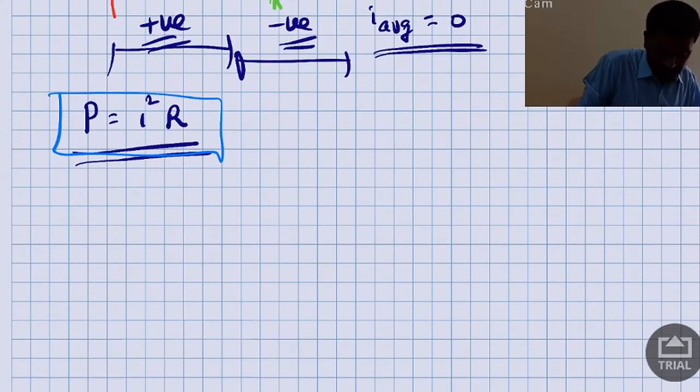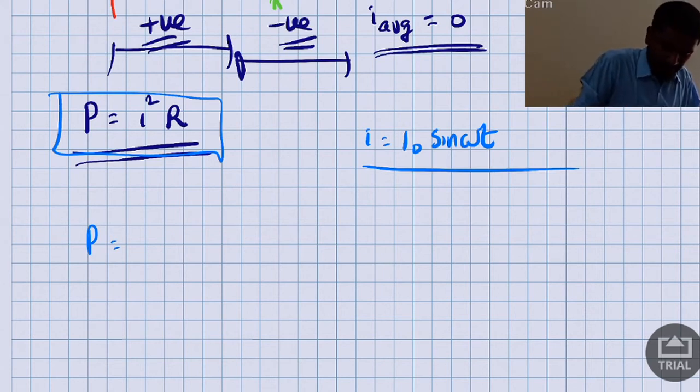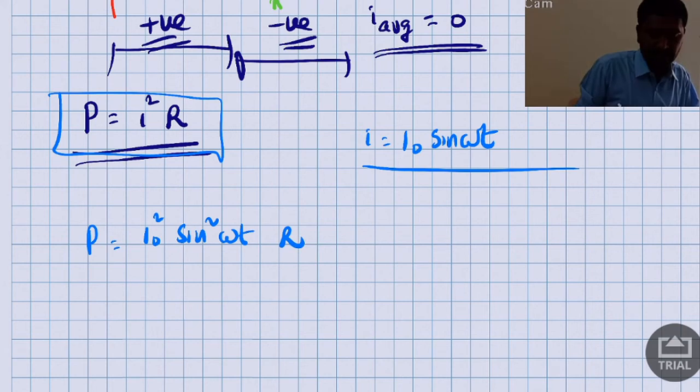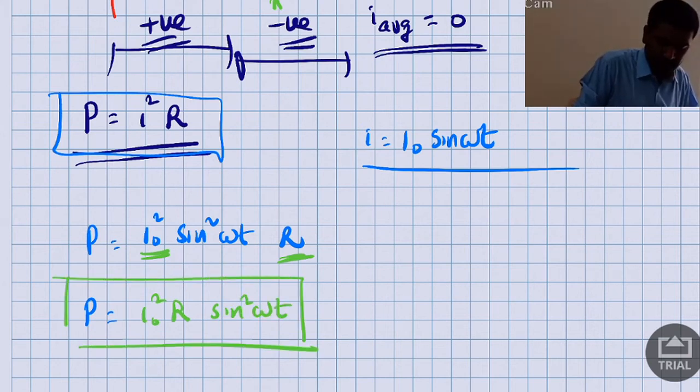Power equals I square R, where I is given as I0 sin omega t. So this is what my I is. Then I square means I0 square sin square omega t, times R. This is the power dissipation in the circuit. In this equation, I0 square is a constant, R is also constant, so you can take them out. I can write that as I0 square R sin square omega t. So this is your power dissipation.